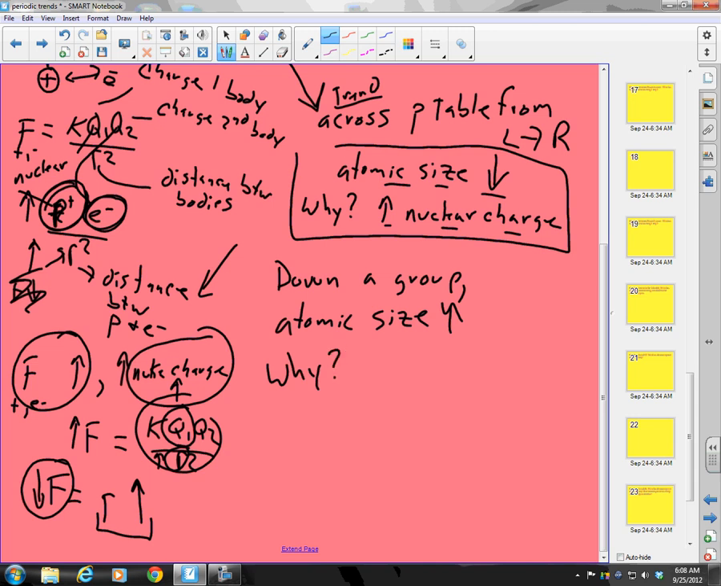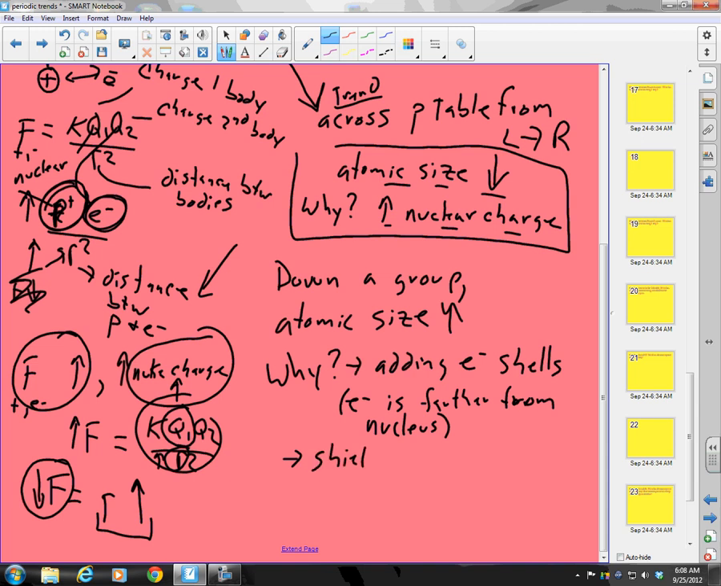Now, why is that? The main reason why is we are adding electron shells. And so that means what? The electron is farther from the nucleus. And what some people will say is a second reason is shielding. Shielding means other electrons, core electrons, pushing the outermost electron out.